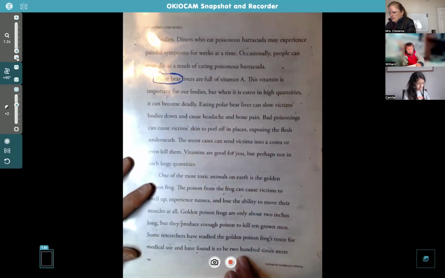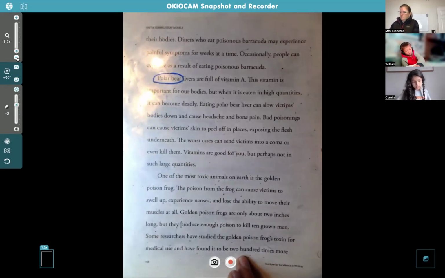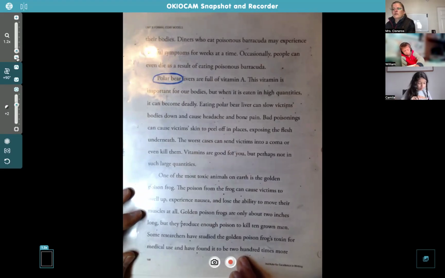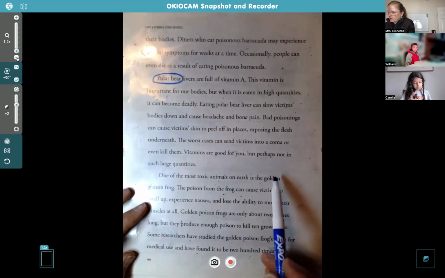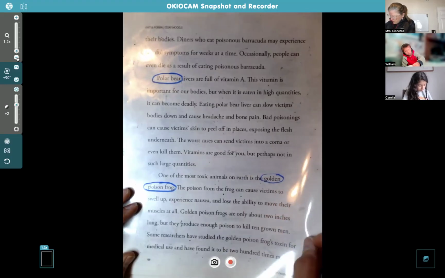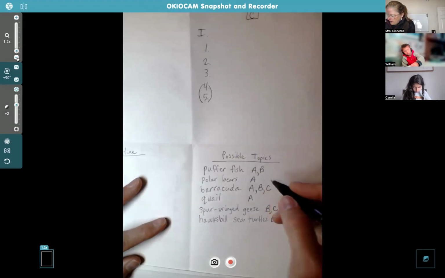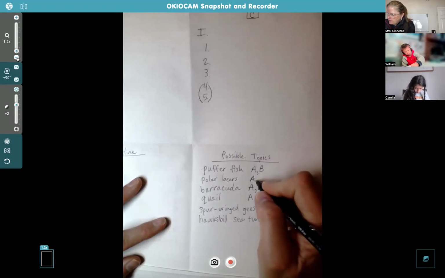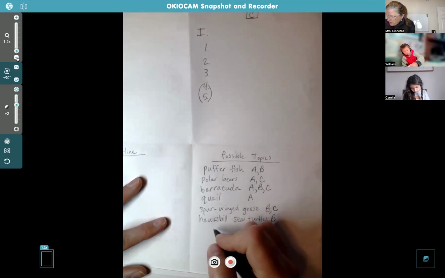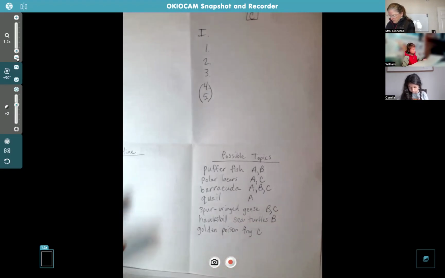And the last one, Camila. One of the most toxic animals on Earth is the golden poison frog. Okay, good. Golden poison frog. This is a new one. And then it goes on to 169, but that's the last paragraph. So we've got polar bear has a C. And then we got one extra one called the golden poison frog, and that one's in C.